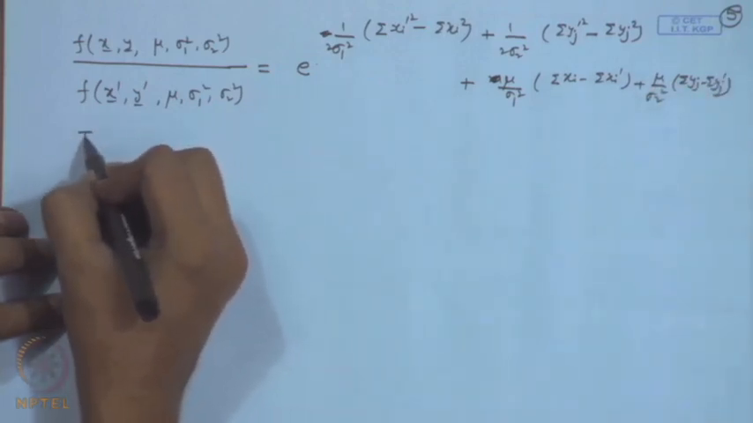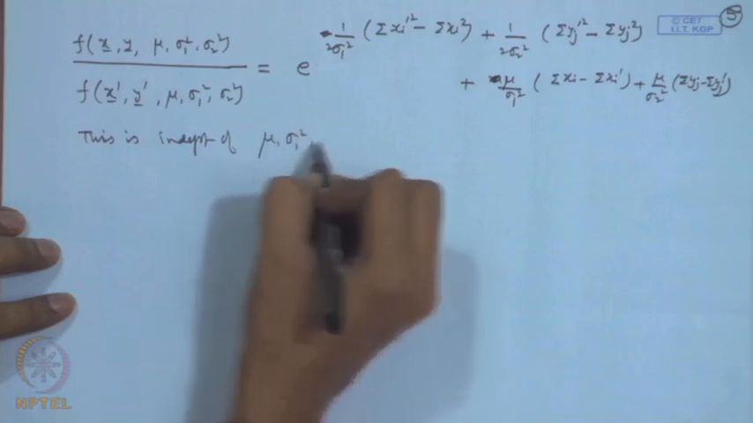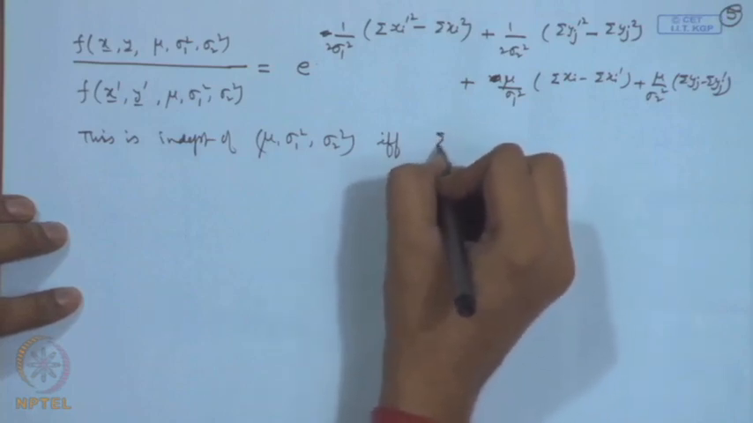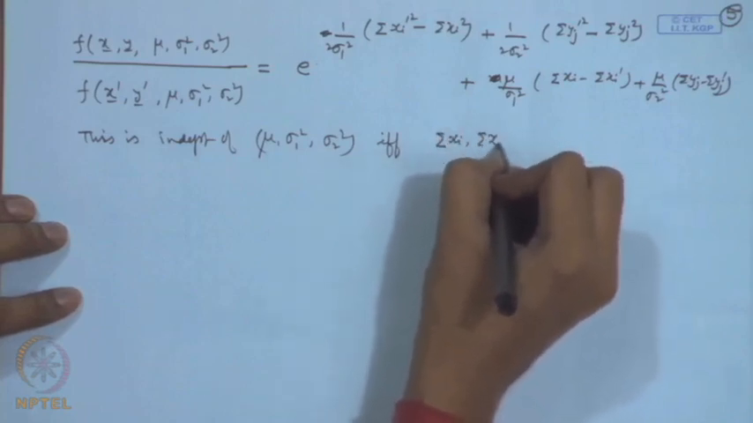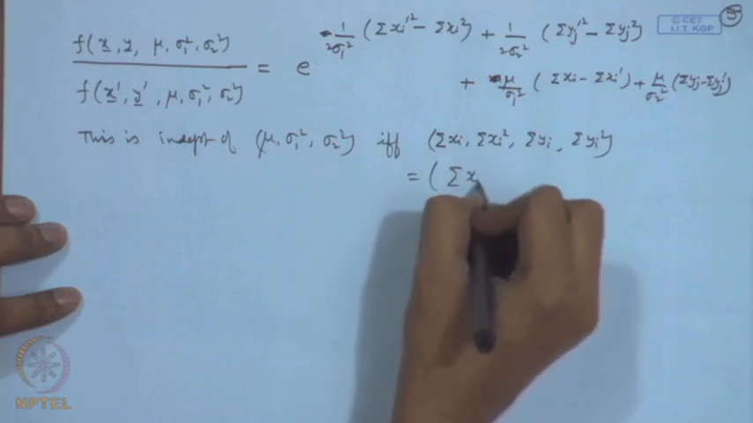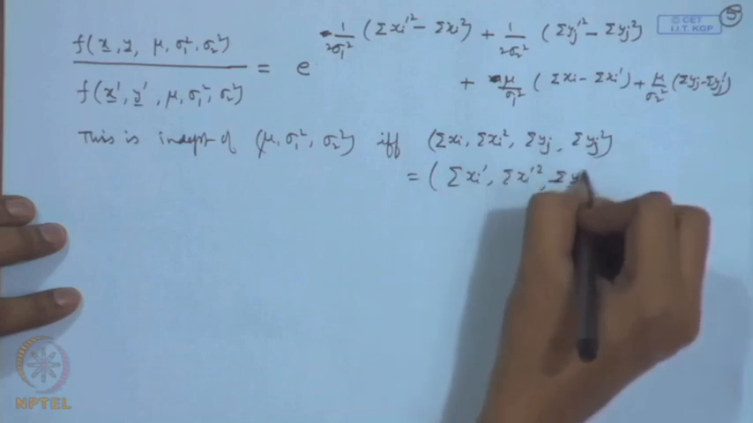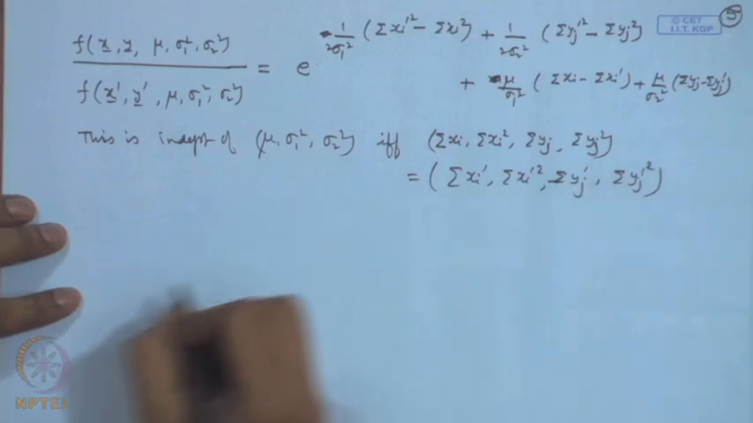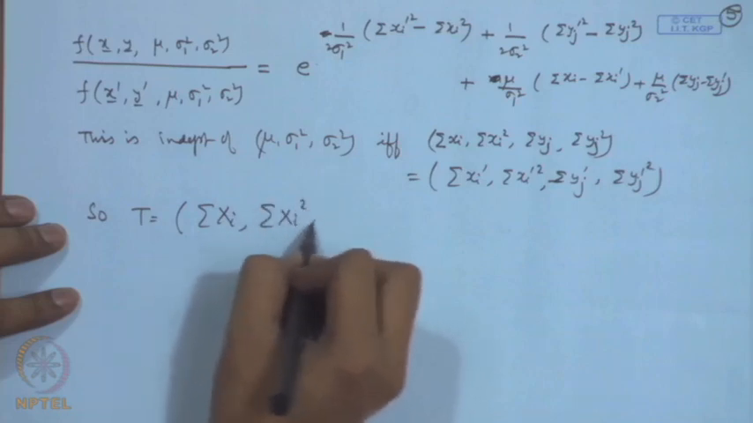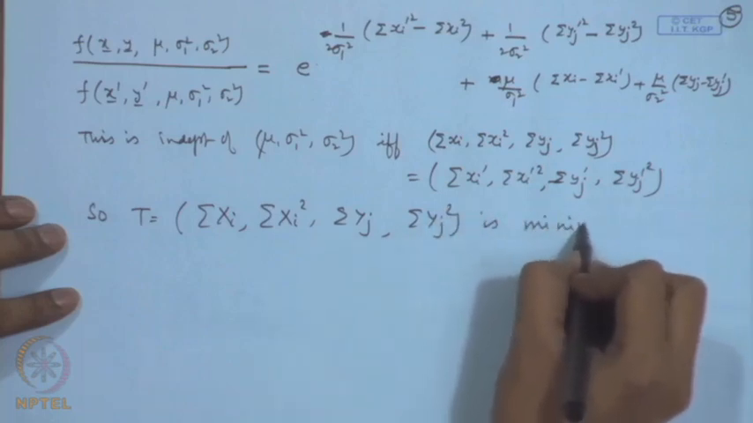So, this is independent of mu, sigma1 square and sigma2 square if and only if we have sigma x_i, sigma x_i square, sigma y_j, sigma y_j square equal to sigma x_i prime, sigma x_i prime square, sigma y_j prime and sigma y_j prime square. So, T equal to (sigma x_i square, sigma y_j square) is minimal sufficient.